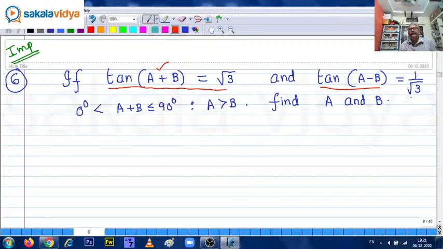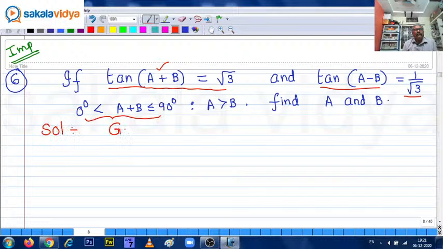Tan of a minus b is equal to 1 by root 3, given. With the help of this, we need to find a minus b. Solving a plus b and a minus b, we get the a, b values. Given this condition, it must lie between 0 and 90, which means a, b are acute angles. So now the procedure.